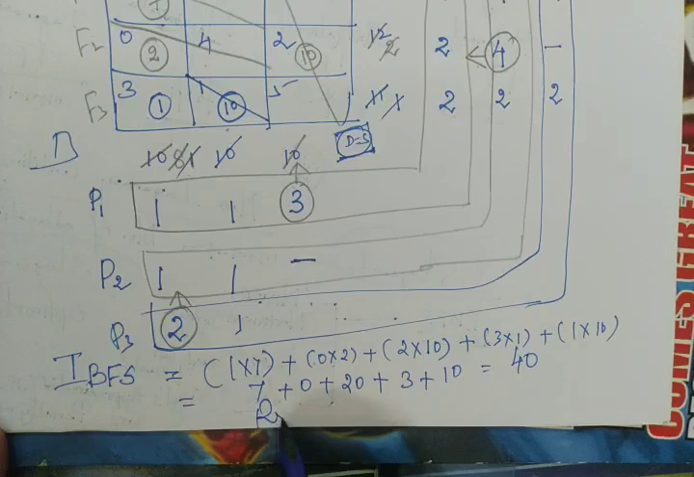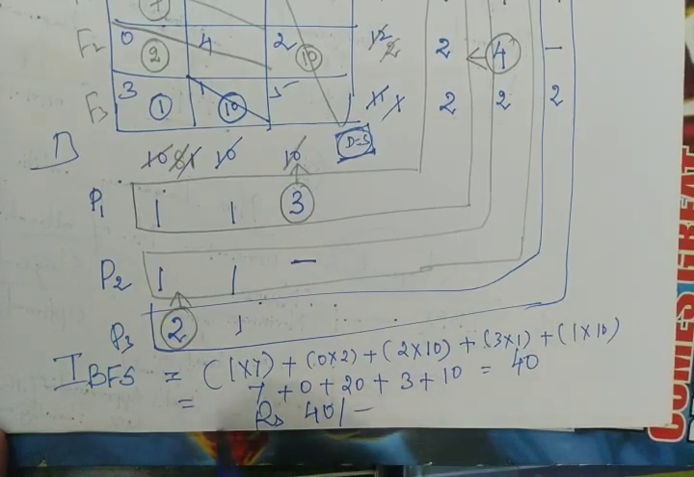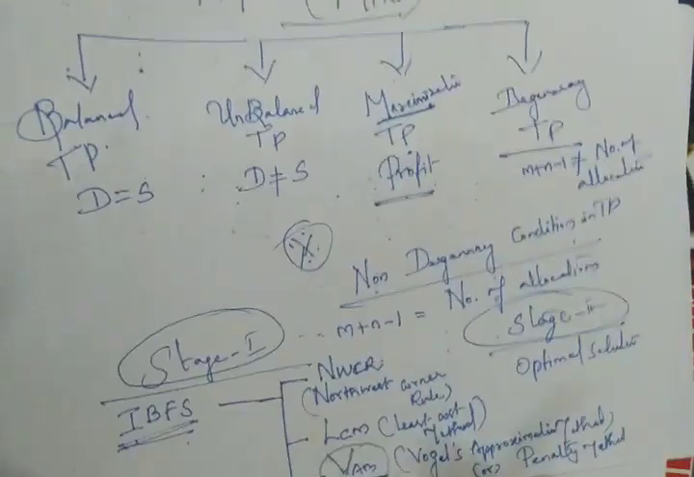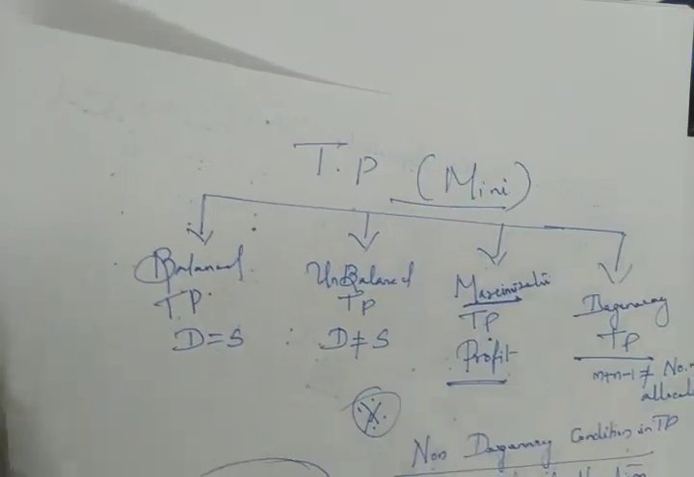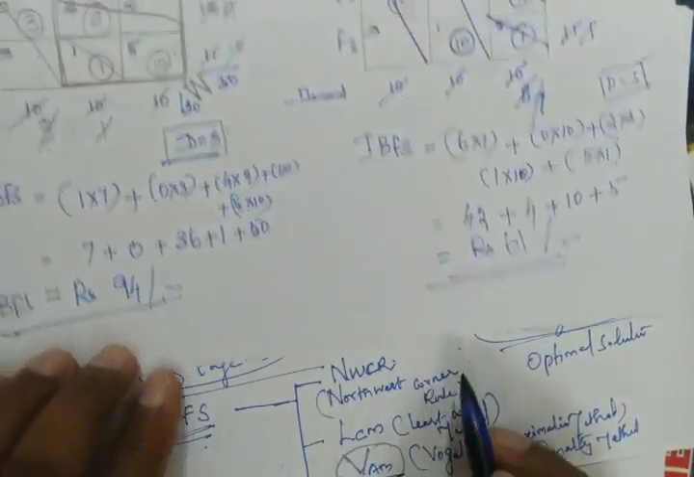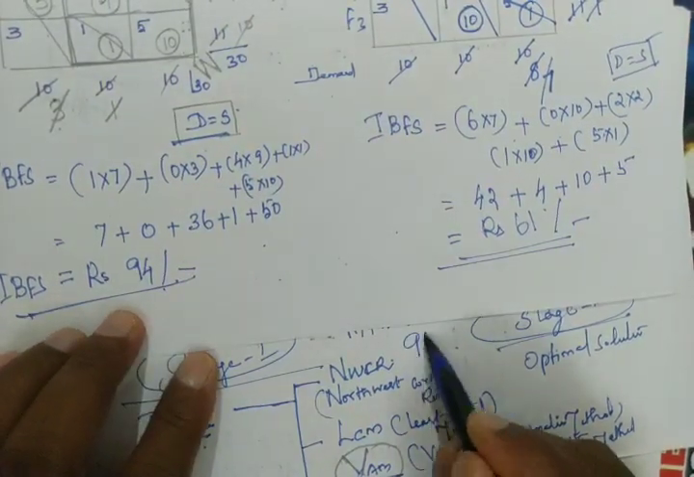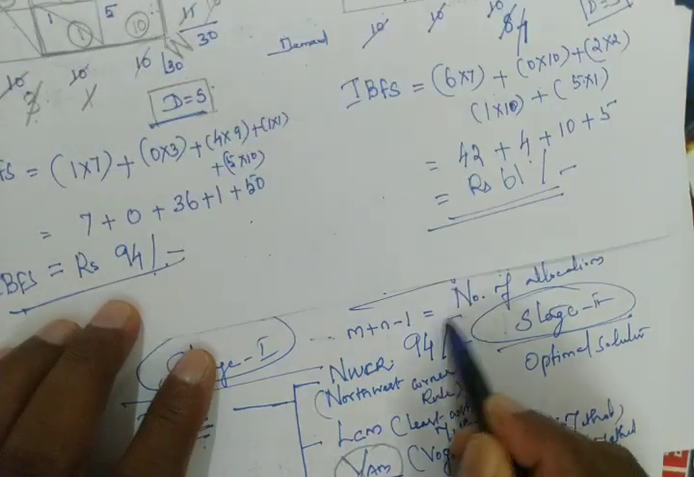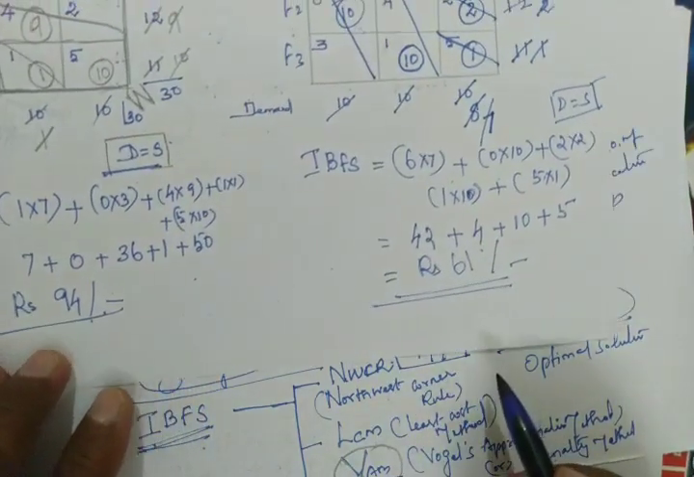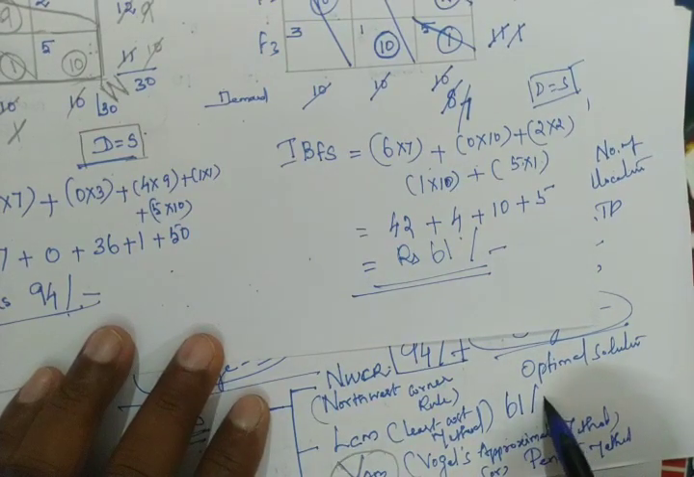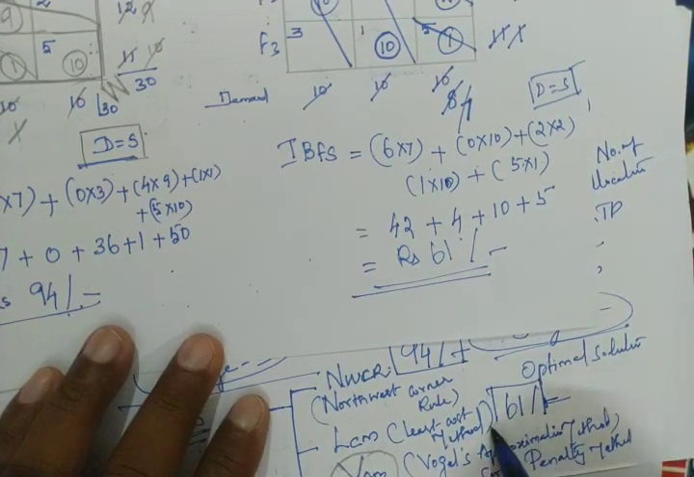So you are going to spend 40 rupees. I took the same problem and solved the same problem by using these 3 methods. So now if you are going to compare the 3 methods, here in the northwest corner rule, the value is 94 rupees. And the LCM, least cost, gives 61. You are spending 61 rupees.